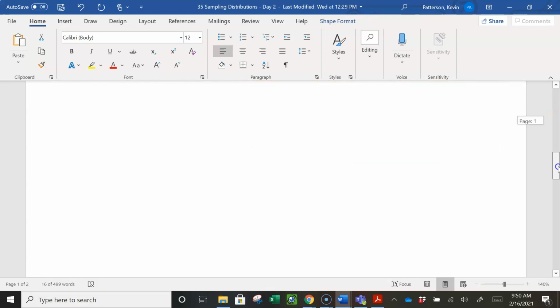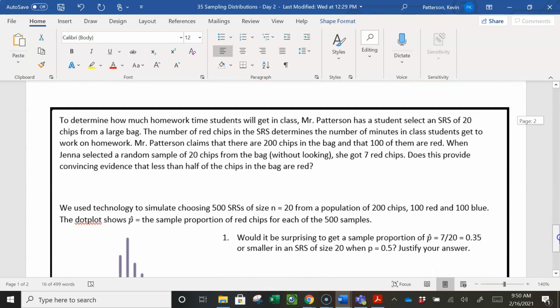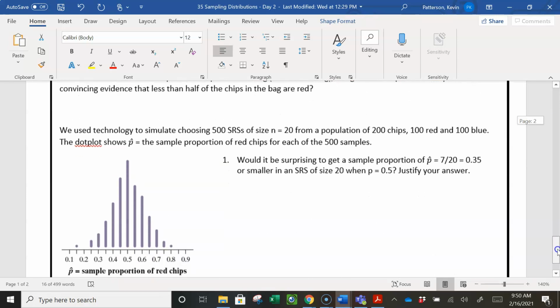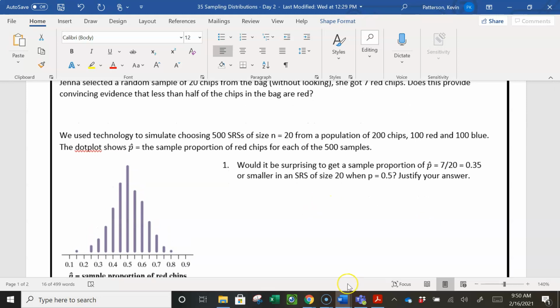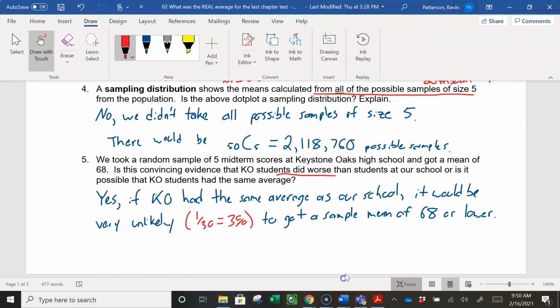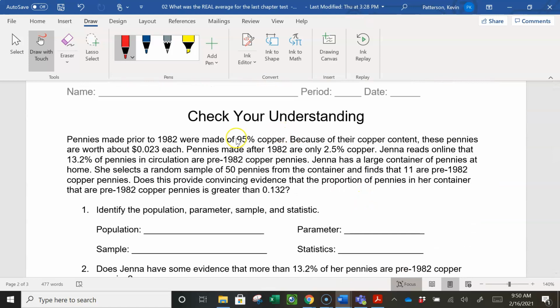Okay, so I would like you guys to take what we just talked about here and go through the back on the flip chart notes, check your answer key on Canvas, and then come back to the activity and finish the check your understanding.